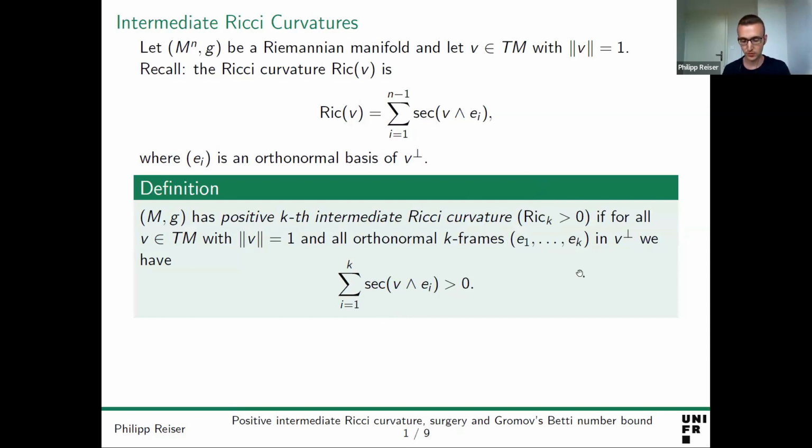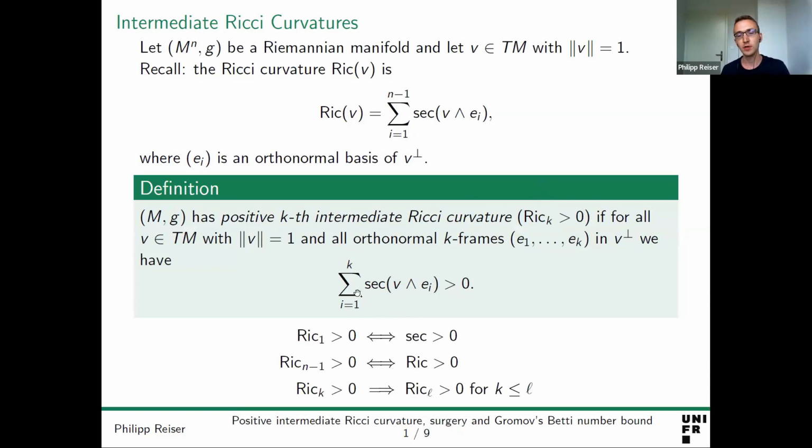And simply from the definition, we see if we set k to 1, then we just have a single summand here, and this condition just means we have positive sectional curvature. And similarly, if k is n-1, then we obtain the definition up here, and then we have positive Ricci curvature. And for k in between, we have a range of interpolating curvature conditions from positive sectional curvature to positive Ricci curvature. And when k becomes bigger, this becomes a weaker condition. So Ricci k positive implies Ricci L positive if k is less than or equal to L.